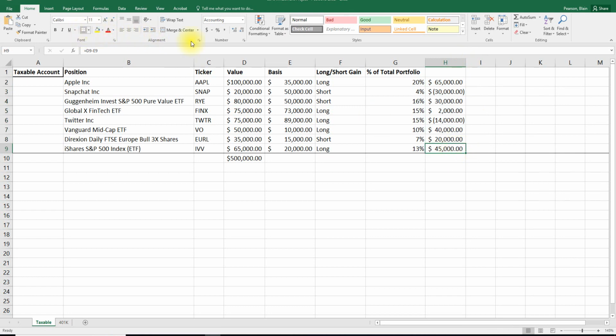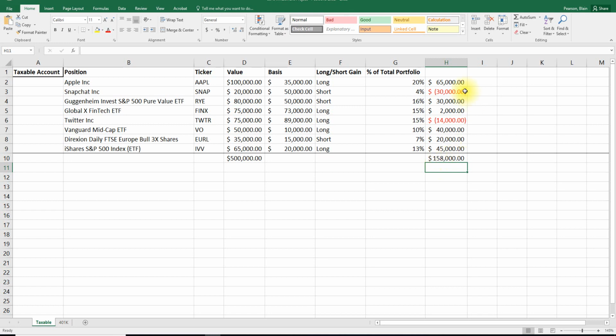As we can see, some of the positions actually have a loss. What I like to do is highlight those in red to make them more apparent. If I want to see how much in capital gains she has, I can hit equals sum, parentheses, then sum all of the gains and losses. So combined, she has about $158,000 in capital gains.